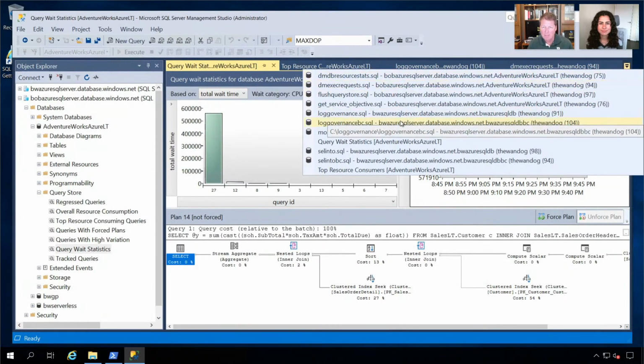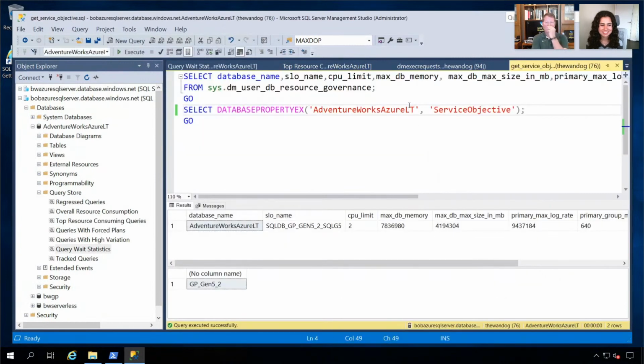Funny you ask. Let me go in and look at this query. This is using that DMV to see what is my CPU limit for this database. And sure enough, here's the answer. This is that service level objective. It's an Azure SQL database, General Purpose, Gen 5 hardware, but only 2 CPUs to run this. And you can see this another way with DATABASEPROPERTYEX down here as well.